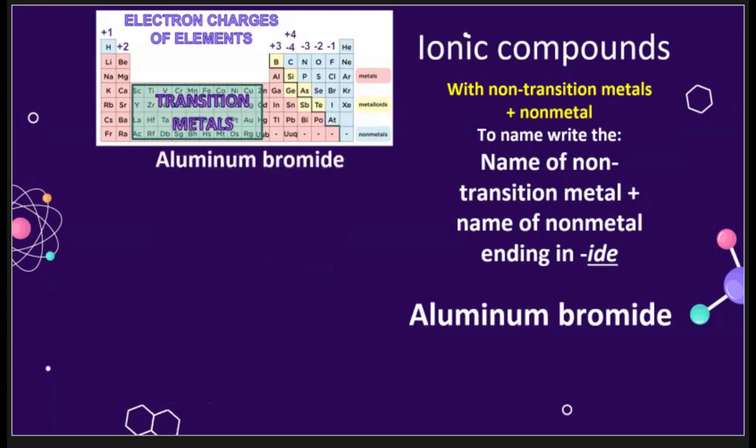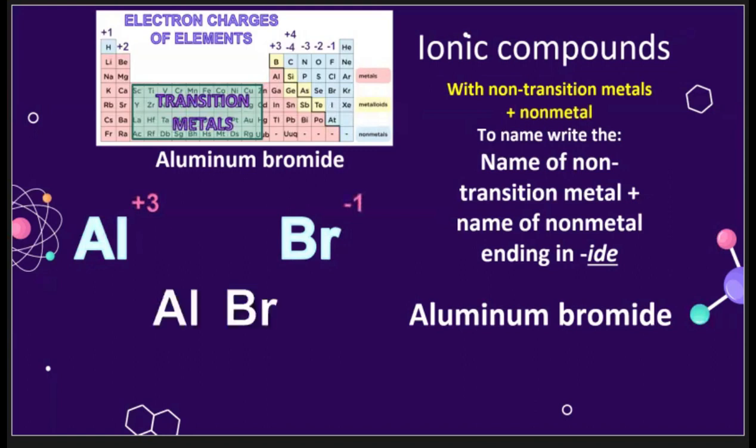So to write the chemical formula for aluminum bromide, first, sabi ko nga kanina, remember the charges. So write the element symbol and the charges. So for aluminum, as you can see on our periodic table, aluminum in group 3 has positive 3 charge, while bromine, in the group of fluorine, has negative 1 charge.